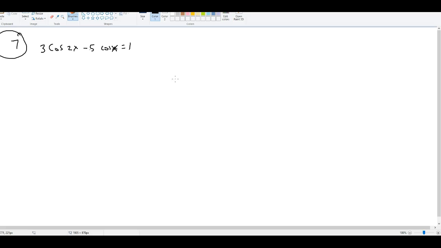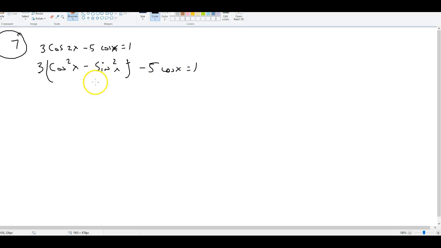So first thing I recognize, I've got x's and I've got 2 x's. There's only one thing I do with that. It's automatic, immediate, and total. We're going to immediately go to identity. So I look on the identity page and I see that it's 3 cosine squared x minus sine squared x, which is what the double angle identity for cosine 2x is, parentheses around it, minus 5 cosine x equals 1.